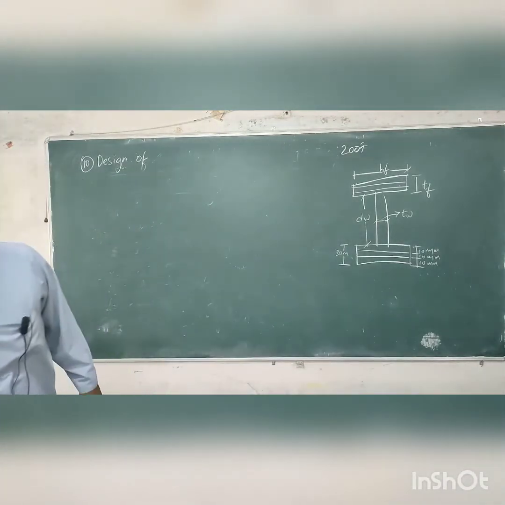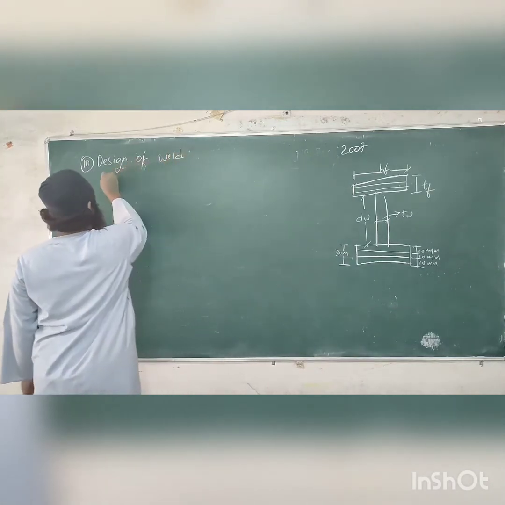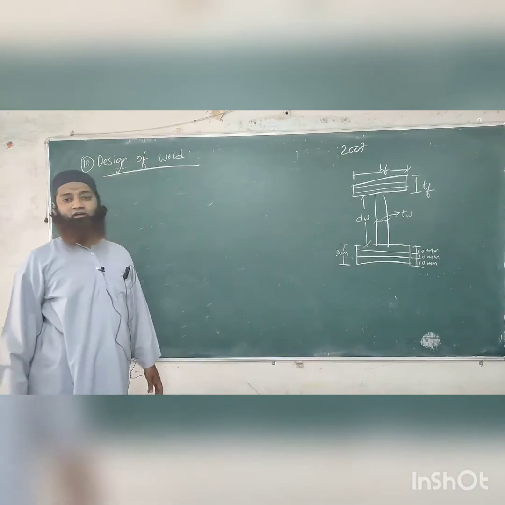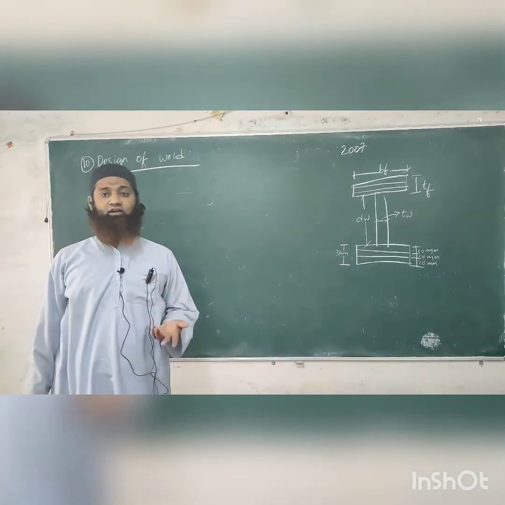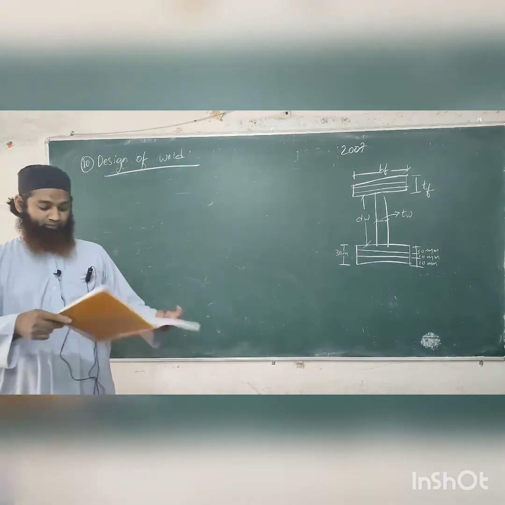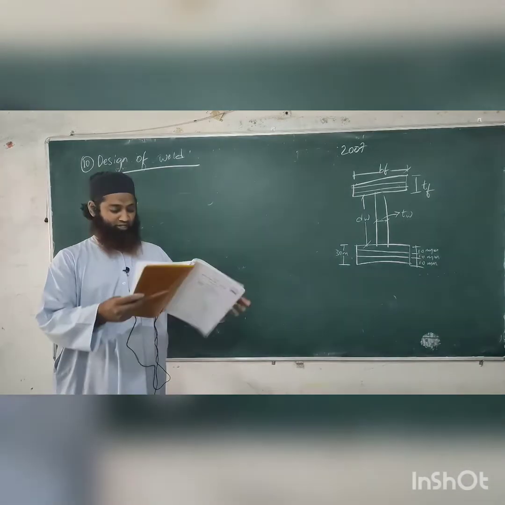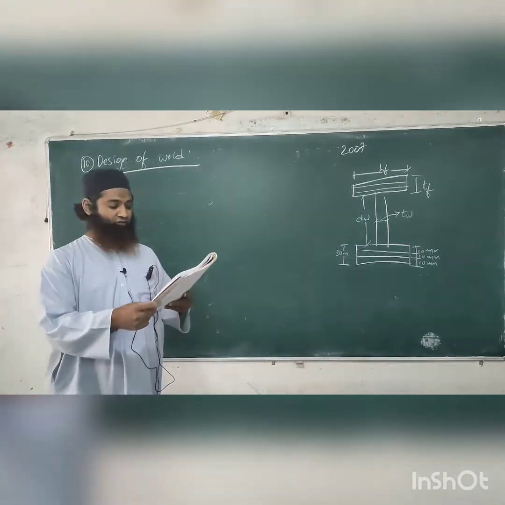Step 11 is design of weld. You can see here the design of weld. The design strength of the weld is given by the equation on page 79. If you open page 79, you can see here the design strength of fillet weld.